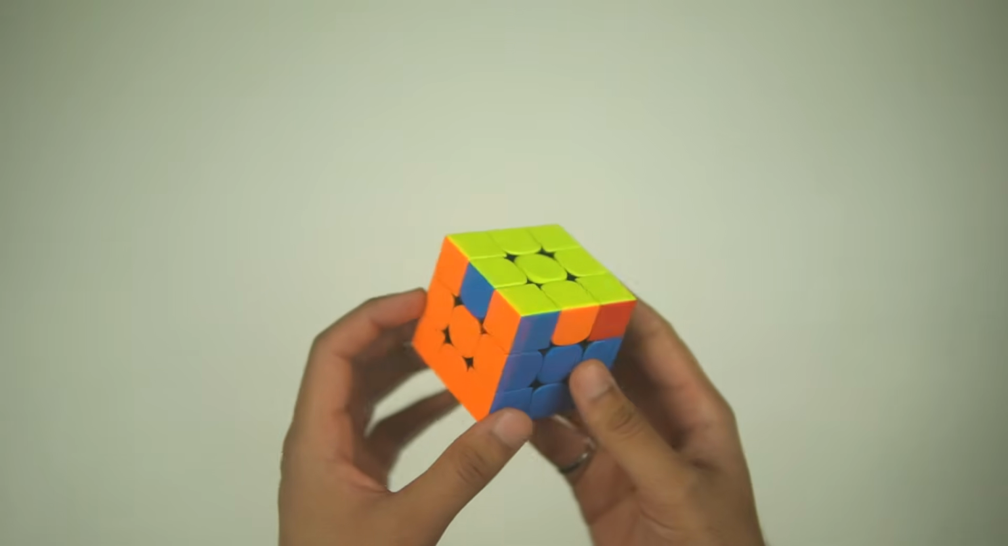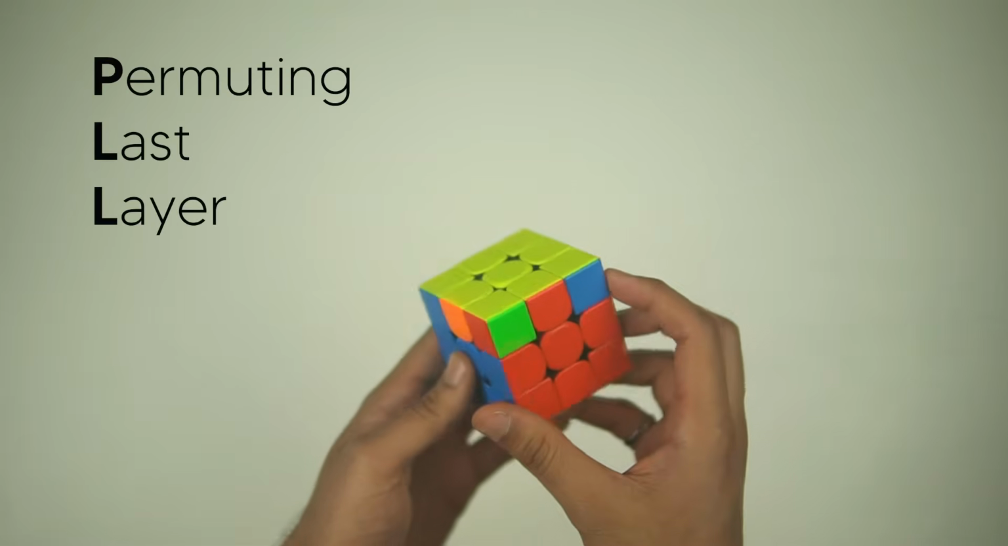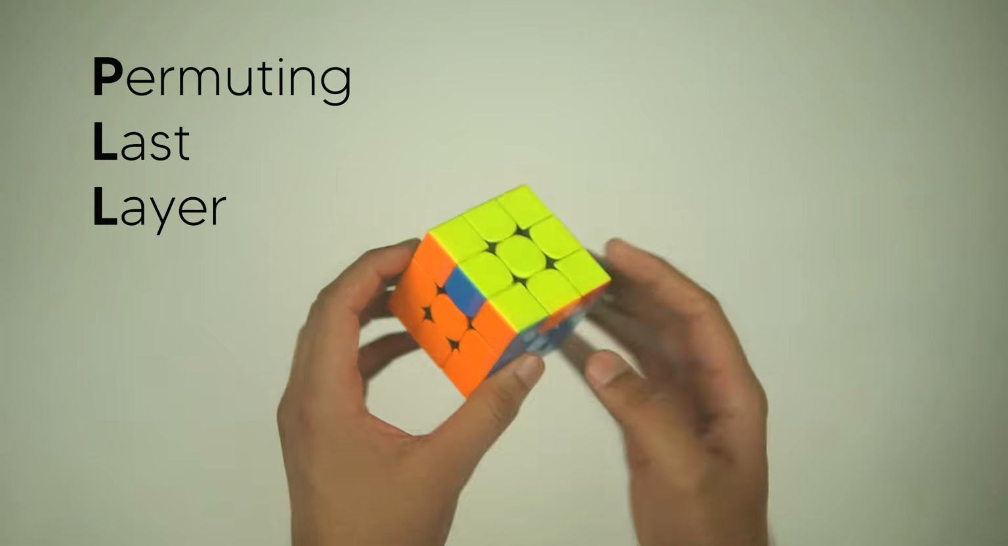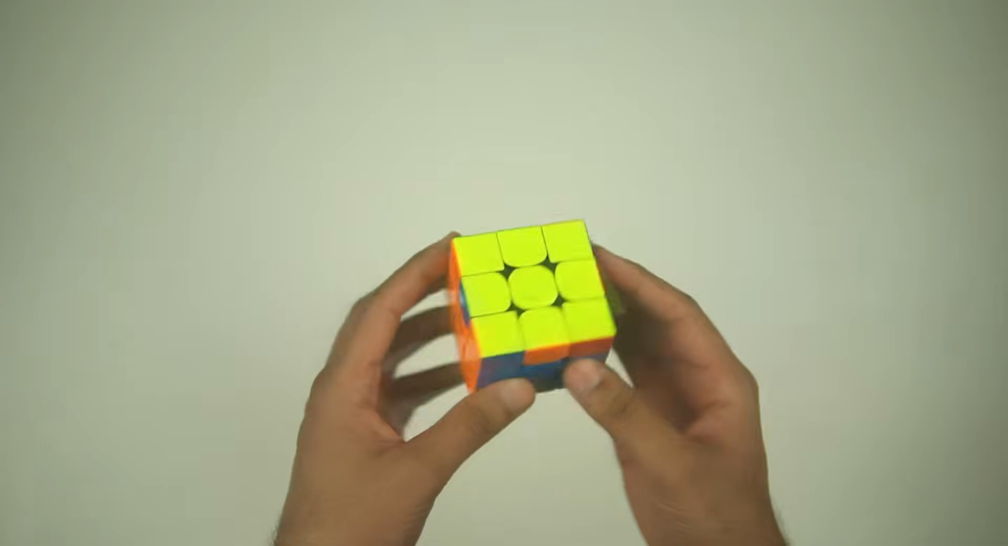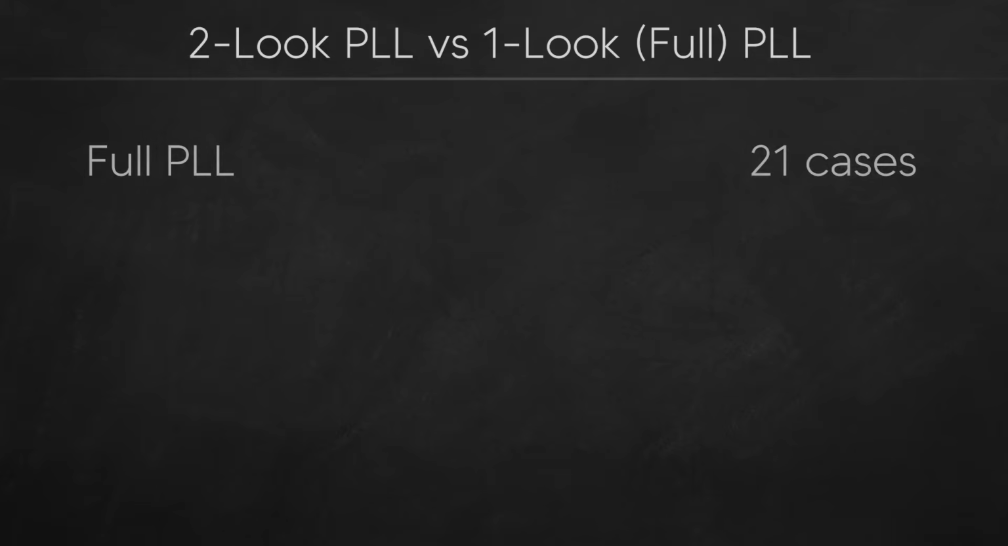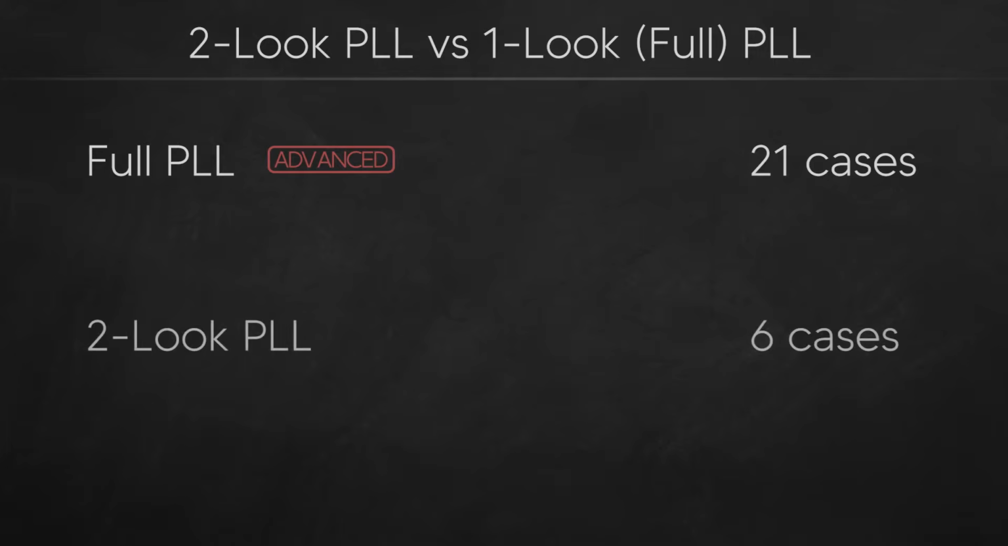PLL is the last step of CFOP, and it stands for permuting the last layer, which really just means we're solving whatever is remaining on the cube at this moment after solving OLL. Full PLL has 21 different algorithms, but in this video we're going to be learning 2-look PLL, which essentially breaks it down into 2 steps.